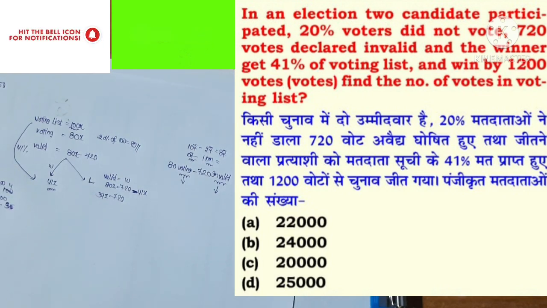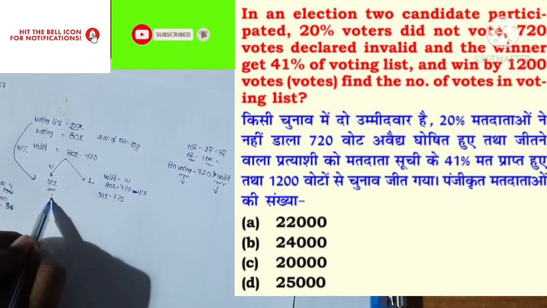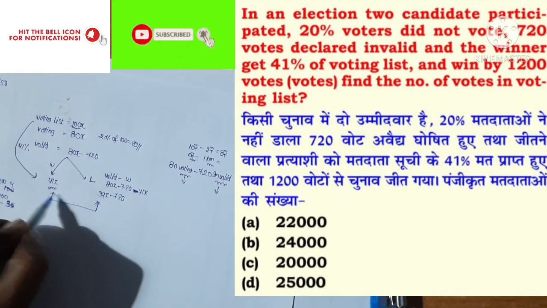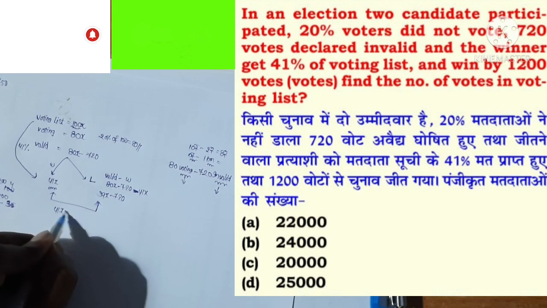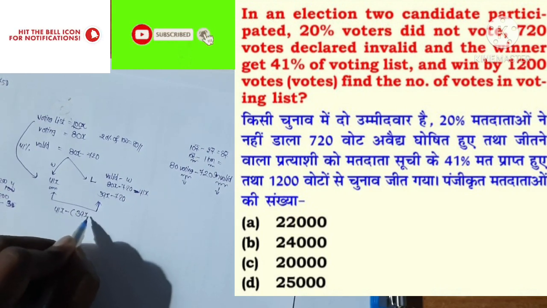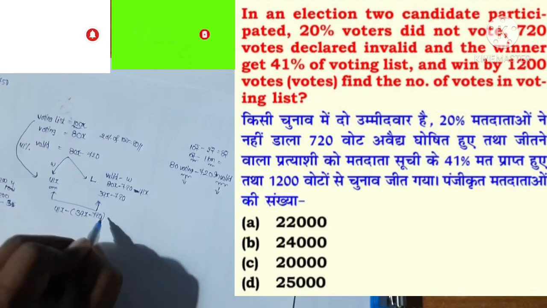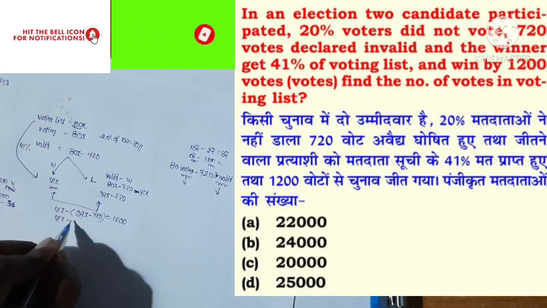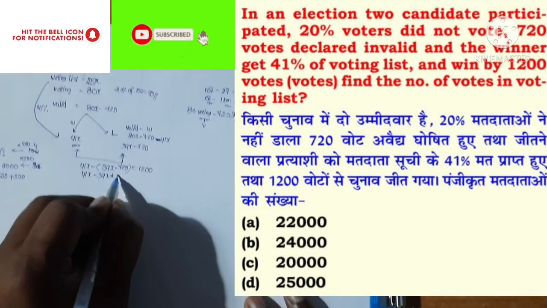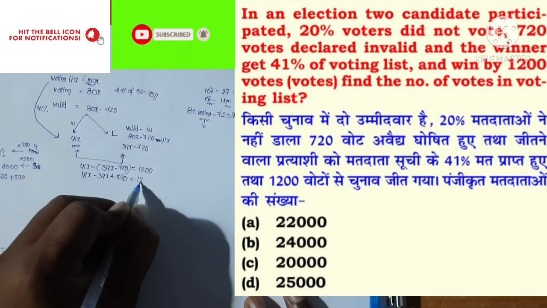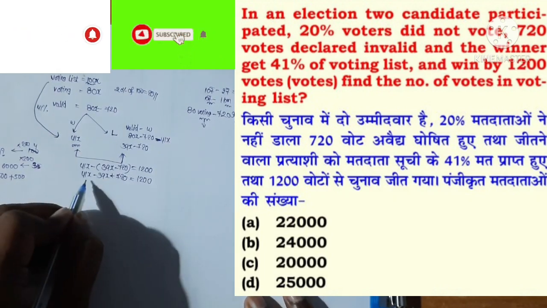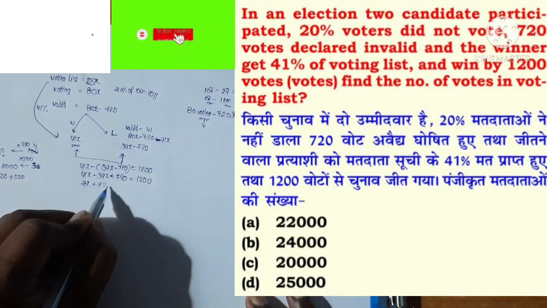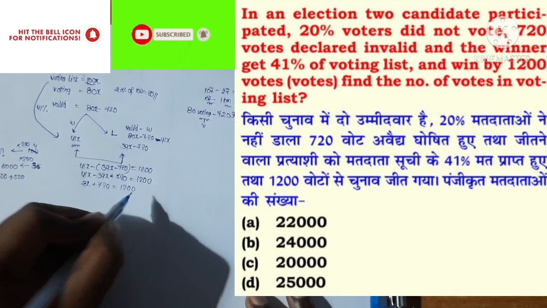And the winner wins by 1200. So winner minus loser votes is the majority. So 41x minus (39x minus 720) is equal to 1200. 41x minus 39x plus 720 is equal to 1200. So 2x plus 720 is equal to 1200.